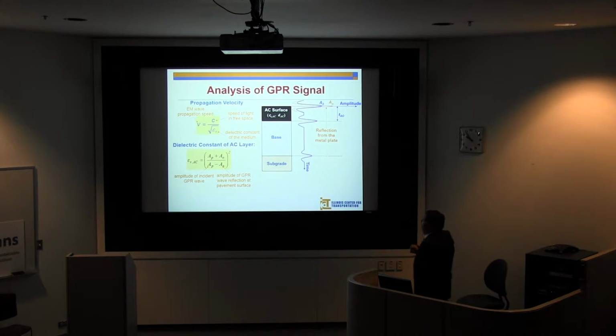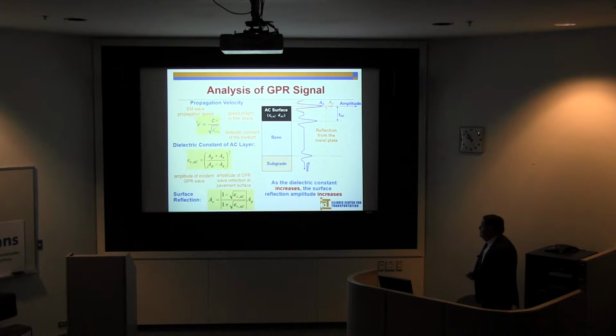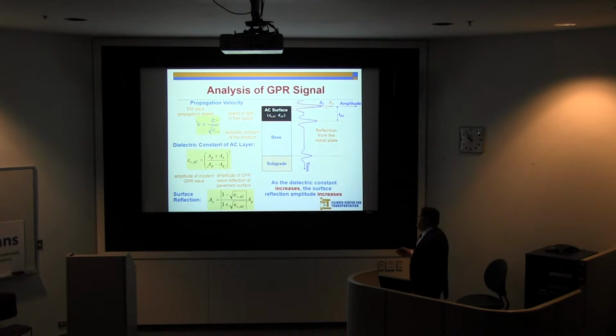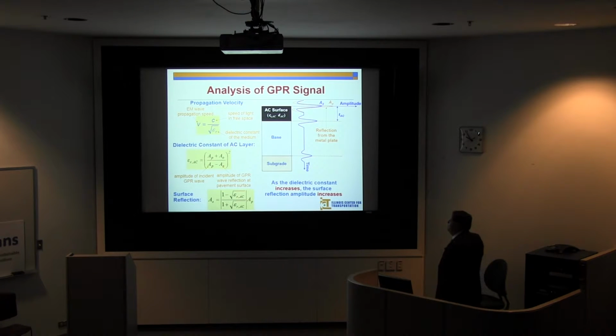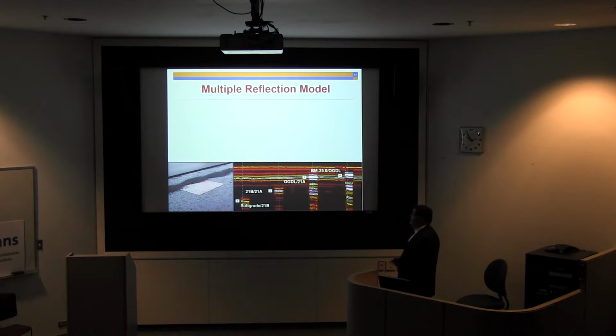So this is usually what everybody's using in the field, a dielectric constant like this. Simply put, as the dielectric constant increases, the surface reflection amplitude increases. If the material ages, the dielectric constant is going to be different, so it will not be constant throughout the material. So we have to find a way to measure the dielectric constant for the whole material.